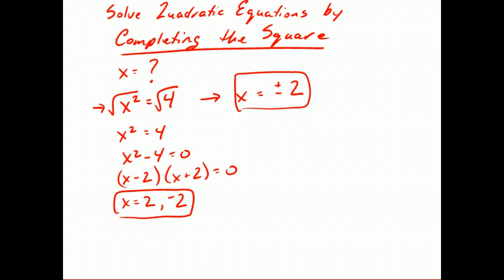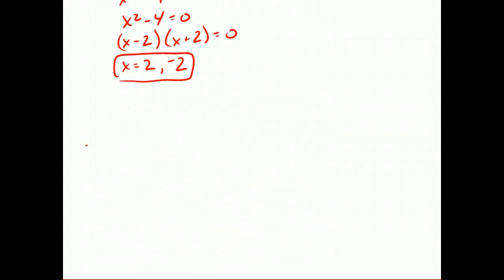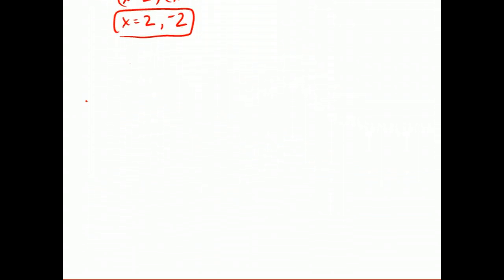So it's really important that no matter what method you use, you realize that your end goal is just to find x. So when we go through completing the square here, that's what we're trying to find. We're trying to solve our equation by finding x. But before we get to that method right away, we have to talk about binomial squares first.